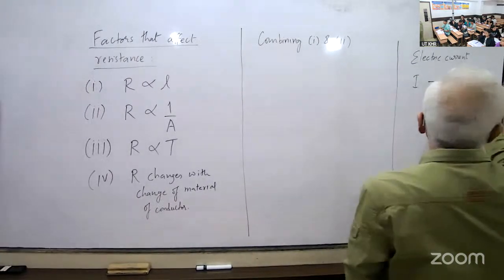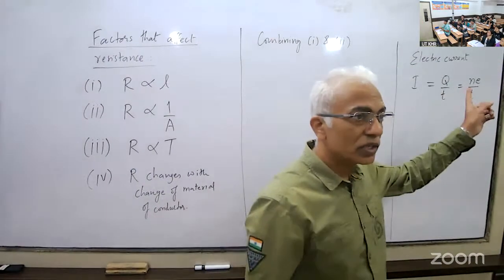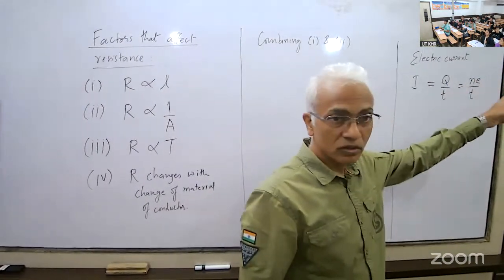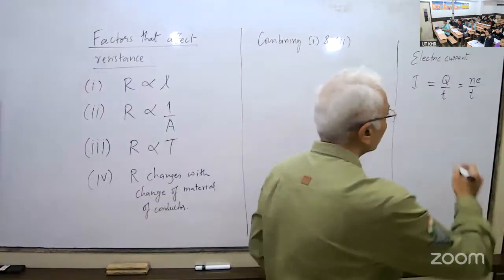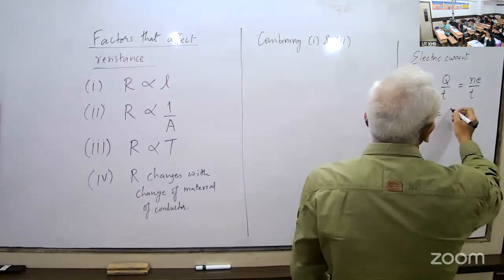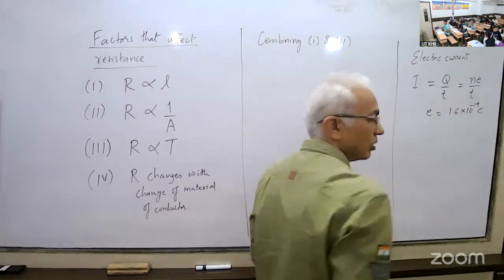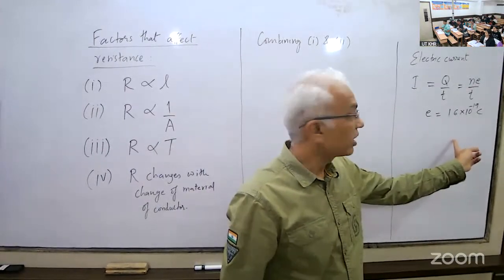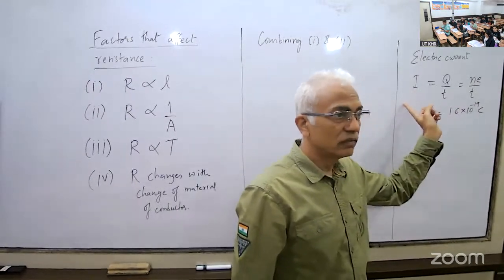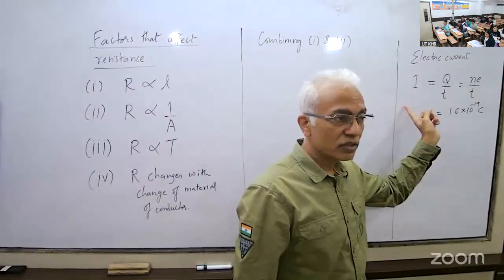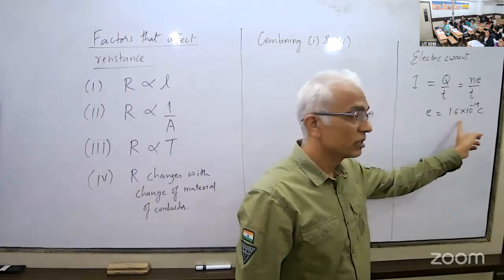And what is charge? N times E. How is the charge made? It is made by the number of electrons. N is an integer, and E is the charge of 1 electron. What is the charge of 1 electron? 1.6 into 10 raised to -19 coulomb. So E is this. The charge of an electron is -E. But since I is the conventional current, and conventional current is due to positive charge, that's why we are taking E as plus 1.6.